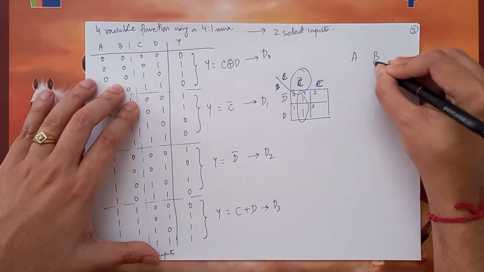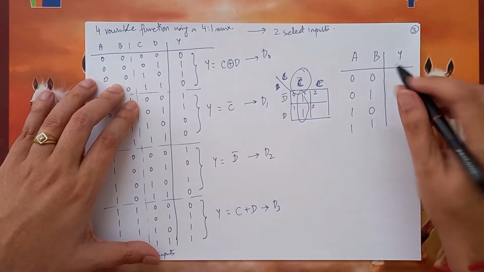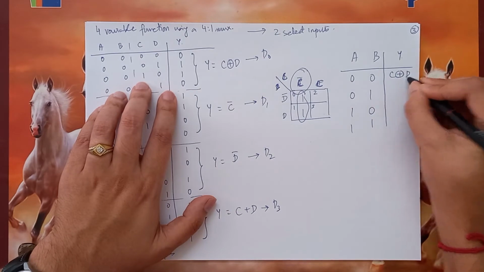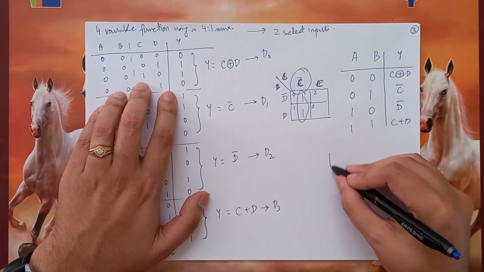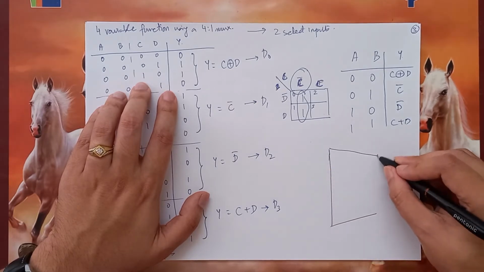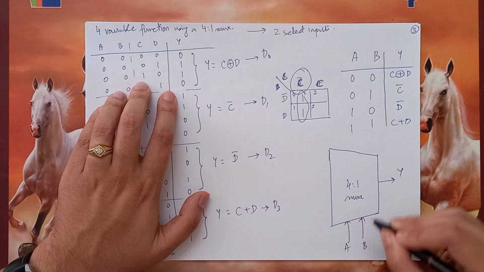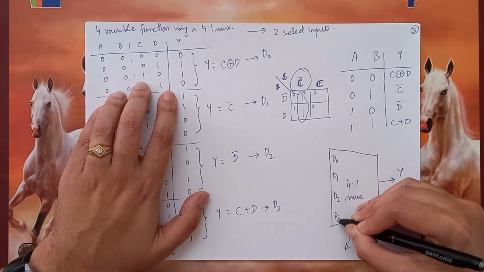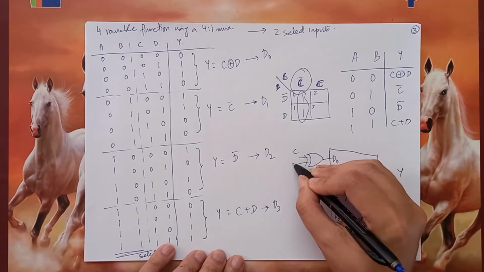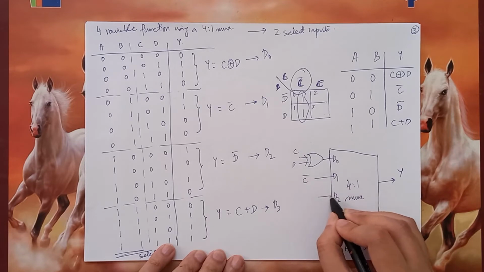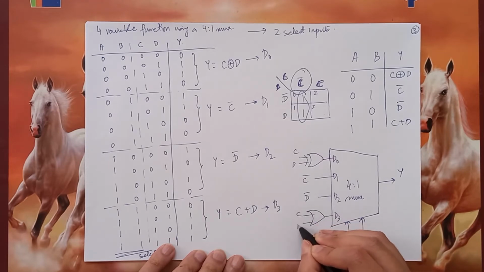So if I now write a truth table of A, B and Y, for the first case 0, 0, Y will be equal to C XOR D. Here it will be C bar. Here it will be D bar. Here it will be C plus D. So we can now draw the 4:1 mux. This is Y. 2 select inputs A and B. 4 data inputs D0, D1, D2 and D3. So D0 will be the XOR combination of C and D. This will be C bar. This will be D bar and D3 will be the OR combination of C and D.